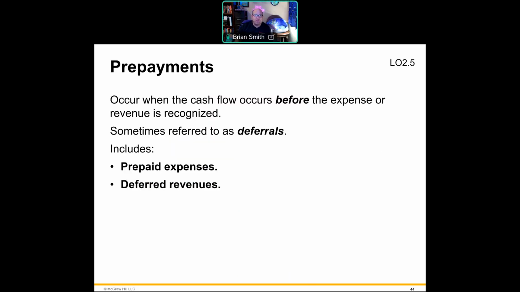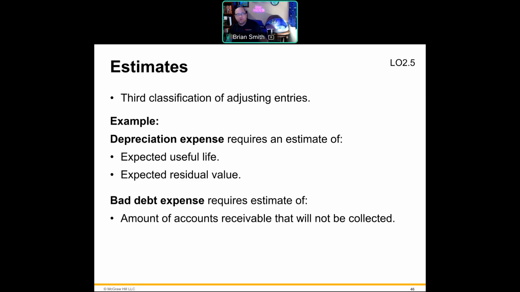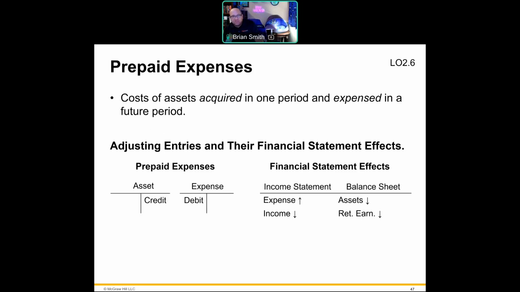So our prepayments, stuff that we either got or paid today, and we're not going to record it till later. Well, some of that stuff may have happened. So accrued liabilities for expense, accrued revenue, receivables for revenue. Got to look at our estimates, which is usually depreciation, bad debt expense, our prepaids. Okay, this is what's going to impact our financial statements. Pause the video, look and see, and really understand.